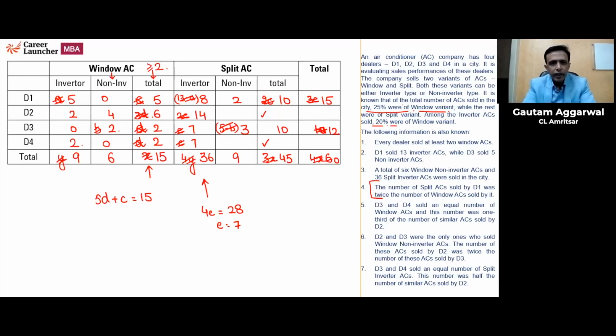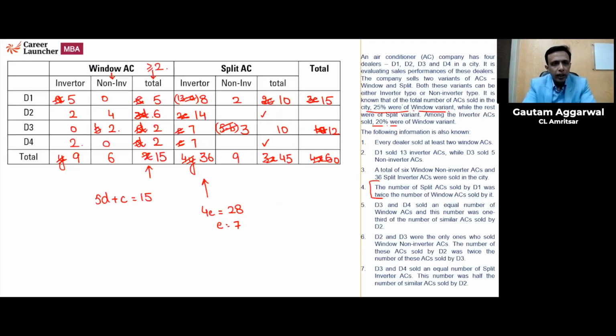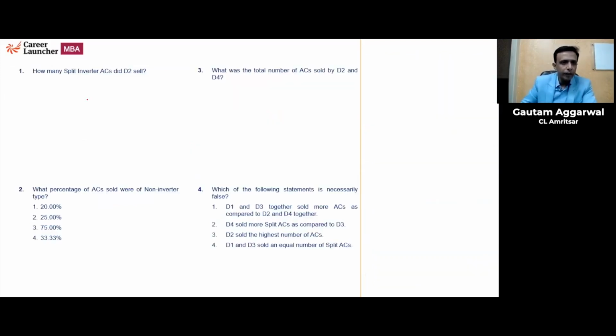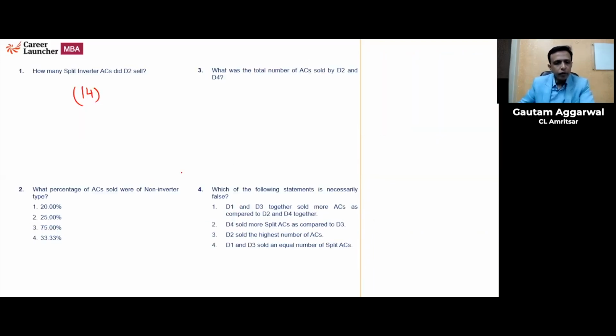The questions were straight. The first question says, how many split inverter ACs did D2 sell? So split inverter AC sold by D2 has to be 14. So this has to be 14. The answer sounds very straight now. Perfect. The second question talked about what percentage of ACs sold were of non-inverter type. So non-inverter type was 6 plus 9, 15. As a percentage of total, so has to be 15 divided by 60 into 100. That would turn out to be essentially 25%.